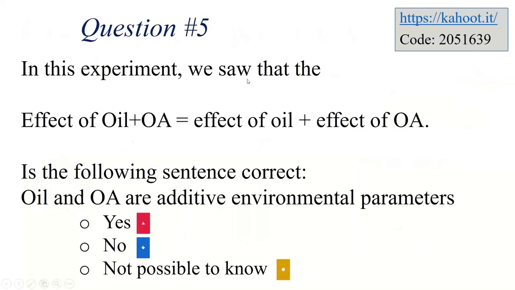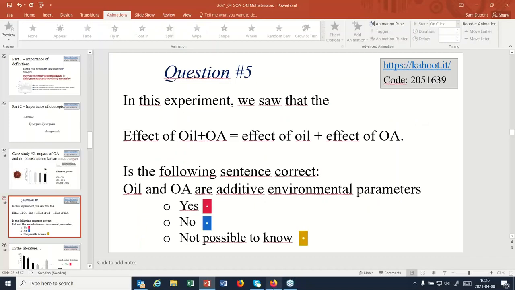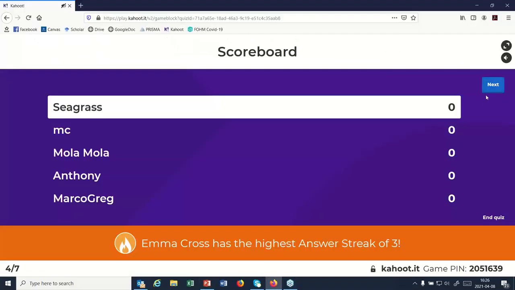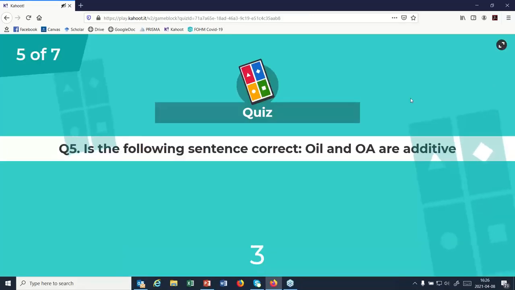So my question for you is, from this experiment, we saw that the effect of the oil and acidification combined was equal to the effect of the oil plus the effect of OA. Can we conclude from that that oil and acidification are additive environmental parameters? The options are yes, no, or it's not possible to know from that experiment. So let's go back to the Kahoot and next.